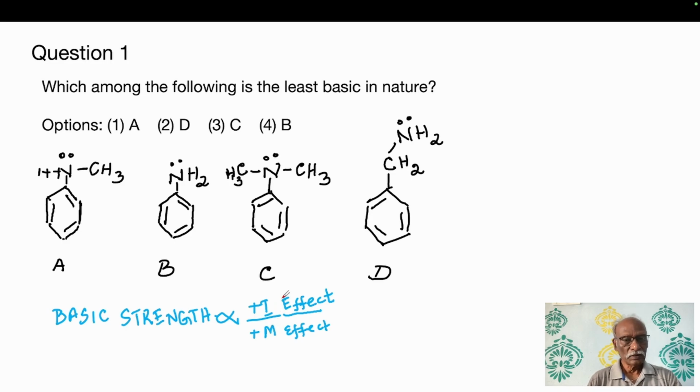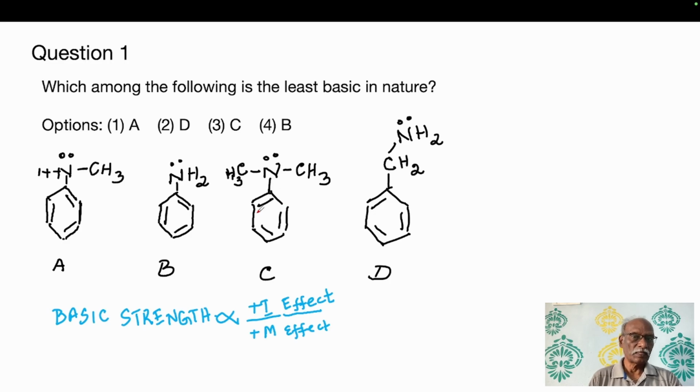Here we should understand what the plus I effect is. Plus I effect is electron donating ability to the nitrogen atom. Normally the alkyl groups can donate an electron cloud to the nitrogen atom and thereby increase the basic strength. Whereas plus M effect means the ability to withdraw the electron pair from the nitrogen atom into the benzene ring and extend the resonance inside the benzene ring.